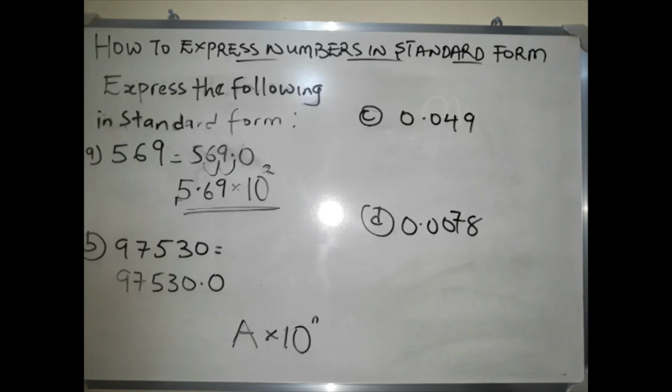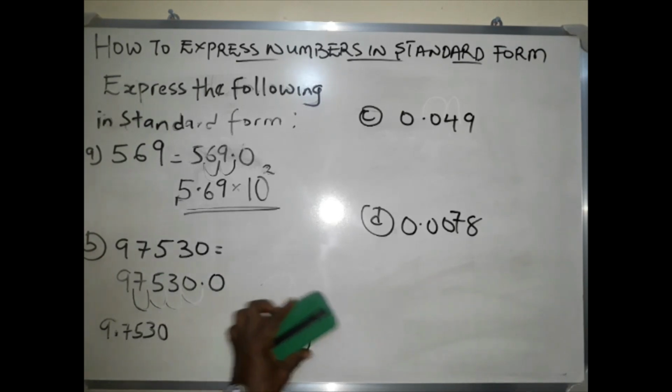97,530. Once we express it in standard form, we already included the decimal point. So now what we do, we're going to move the decimal point some places, some steps. And when we do that, we're going to move it to the point that we'll get a value which is between 1 and 10. So we'll take this decimal point, we count 1, 2, 3, and 4. That will now give us 9.7530, which is now a value that is between 1 and 10.